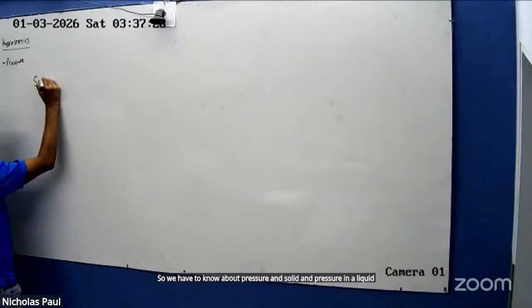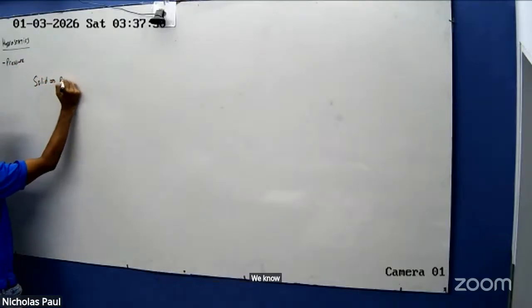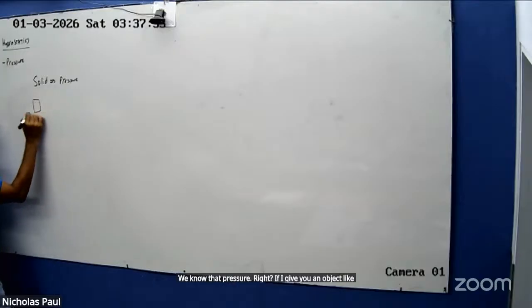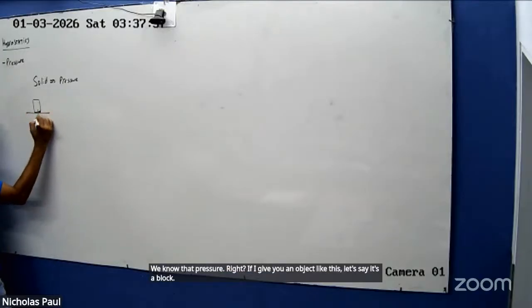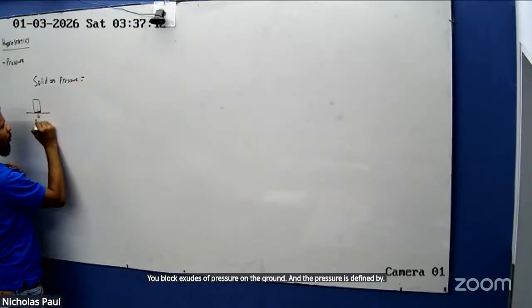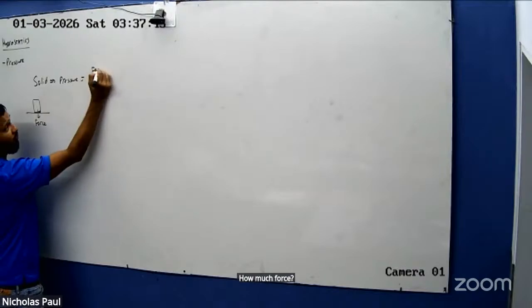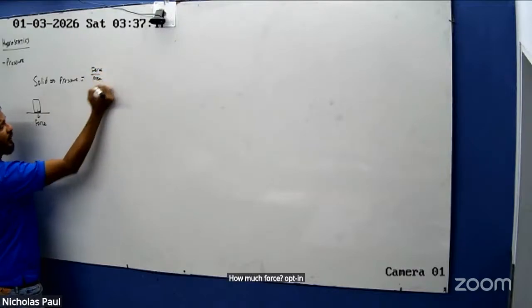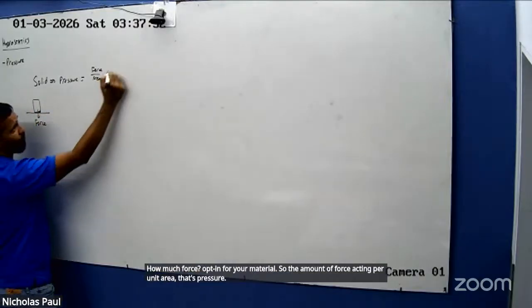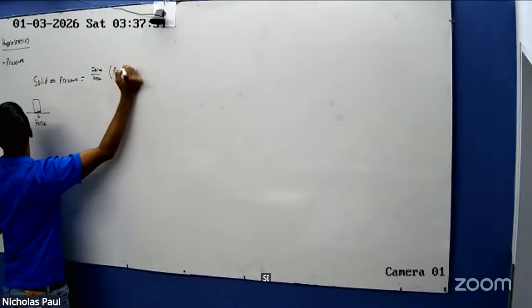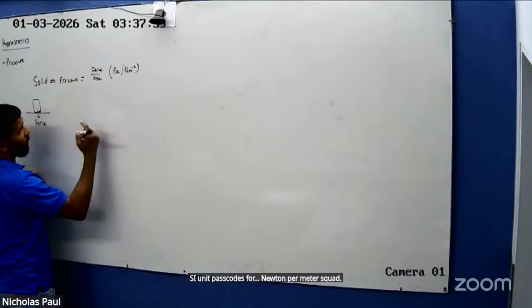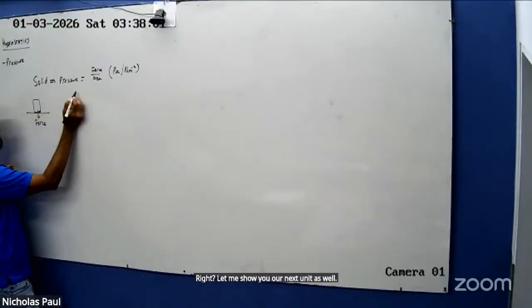So on a solid, we know that pressure, right? If I give you an object like this, let's say it's a block, the block exerts a pressure on the ground. And the pressure is defined by how much force acting per unit area. So the amount of force acting per unit area, that's pressure. SI unit pascals or Newton per meter squared. Right? And make sure you can get our next unit as well, right?